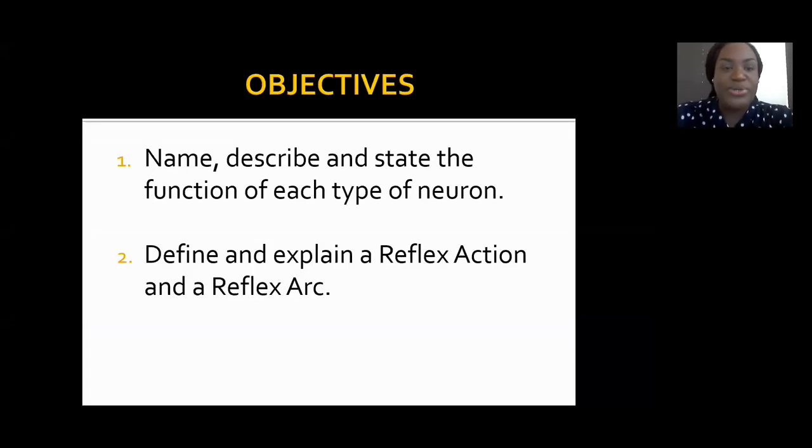So what we're going to learn today, the objectives are by the end of this lesson, you will be able to name, describe, and state the function of each type of neuron, as well as you're going to be able to define and explain a reflex action and a reflex arc.